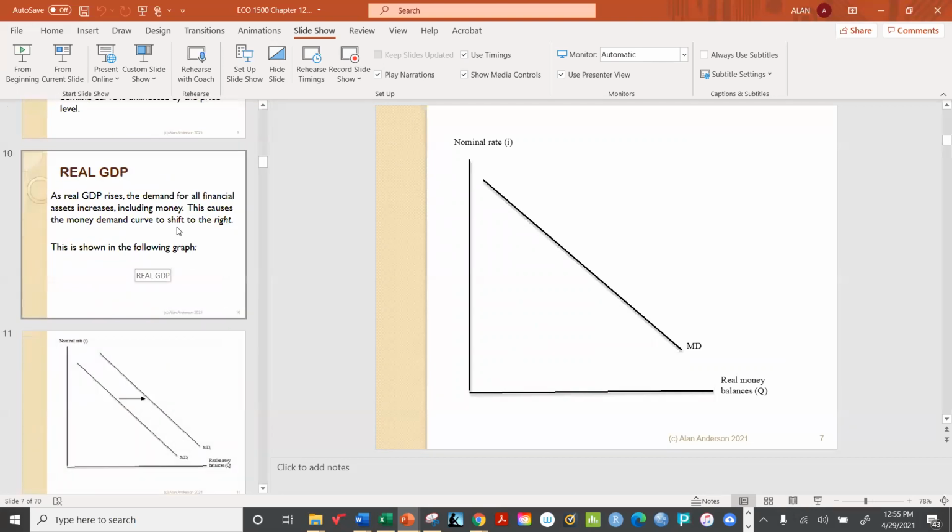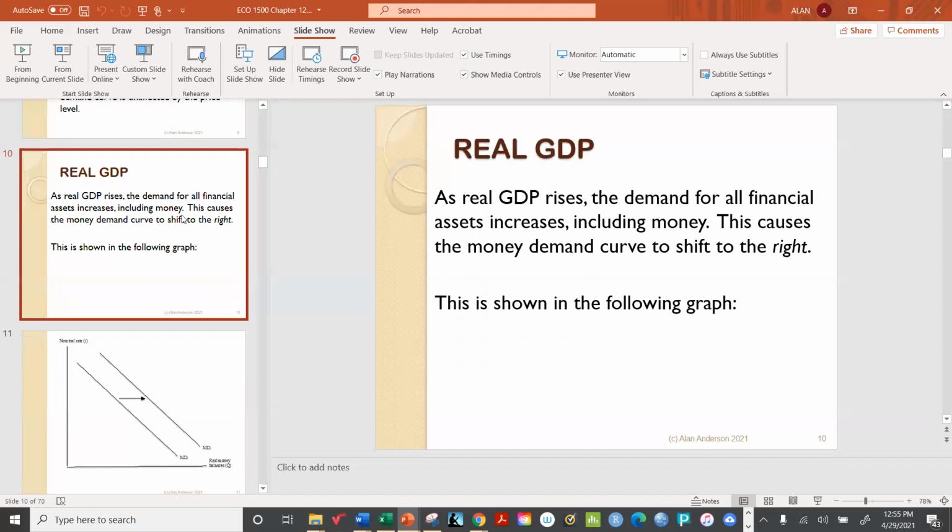Now, the third factor that we assume is affecting our demand for money is real GDP. And of course, as real GDP rises, everybody becomes more affluent. Now, imagine the following scenario. Suppose you are in the habit of keeping $1,000 in your checking account and let's say $100 worth of cash. Suppose that down the road, your income doubles. Would you continue to hold the same amount of funds in currency and in your checking account?